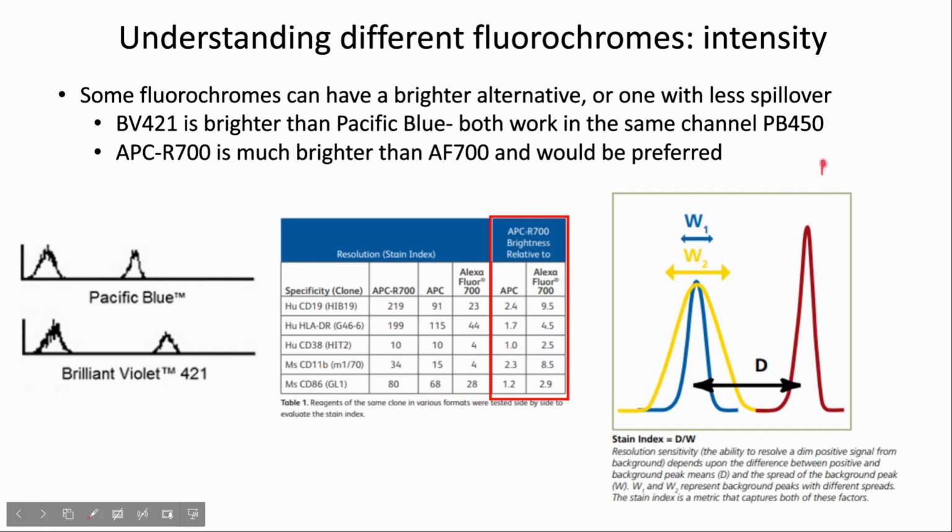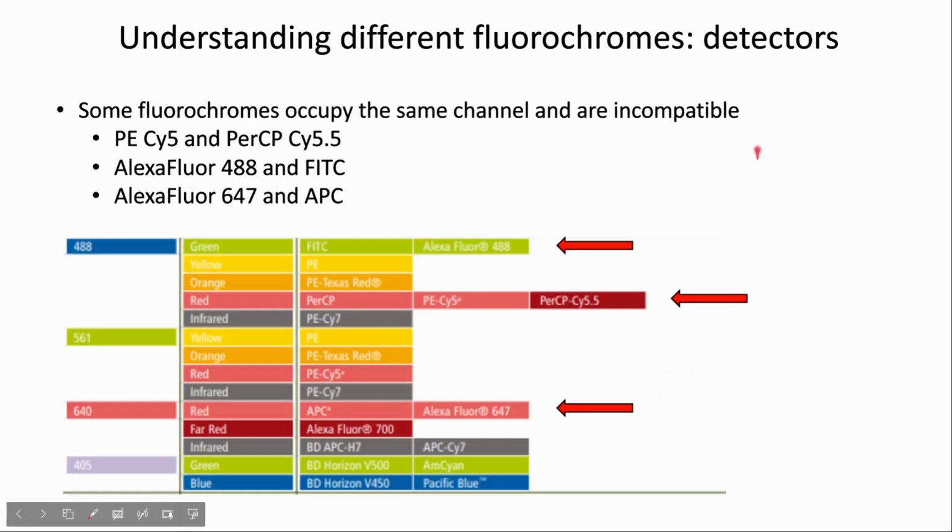Intensity is defined by the difference between the brightness of the positive peak and the brightness of the negative peak. The spread of the negative peak can hurt the resolution of your signal. Besides intensity, it is important to understand which detectors are compatible with certain fluorochromes. In this example here, some fluorochromes occupy the same channel and are incompatible.